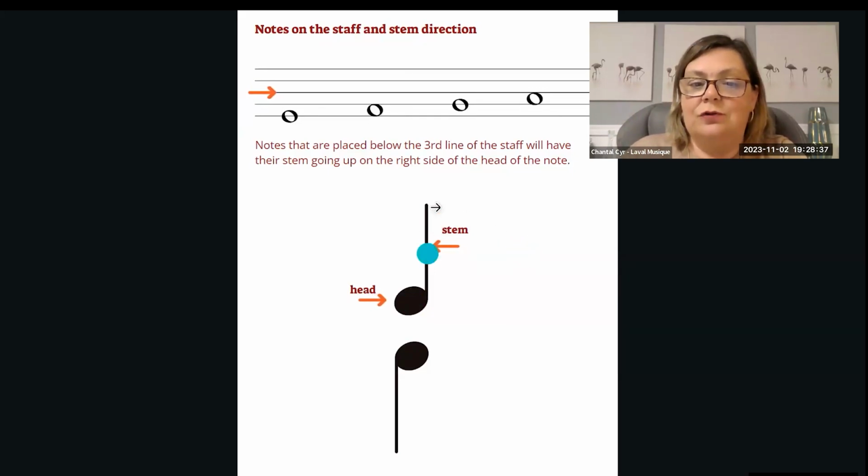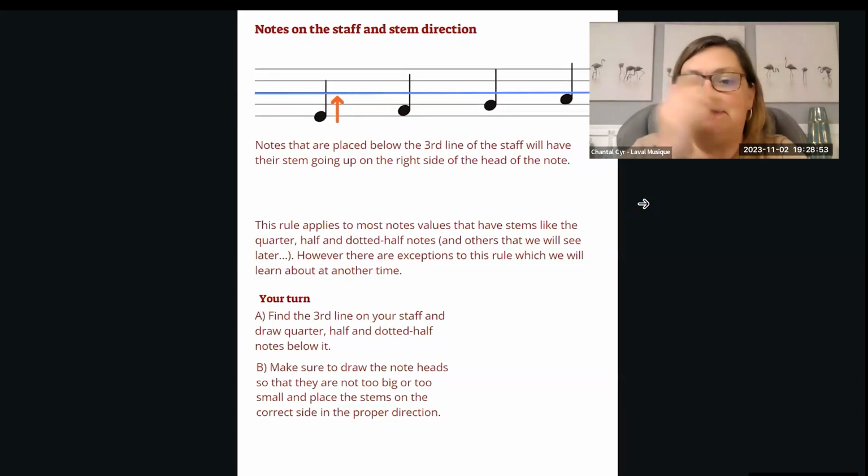So here you've got, just to remember, so that you know what we're talking about, we've got the head of the note and the stem of the note. So we're talking about the stem here. So if the notes are below that third line, the stem is going to go upwards and it's going to be on the right. So like this. Okay, so I colored in that third line so it's easier to see.